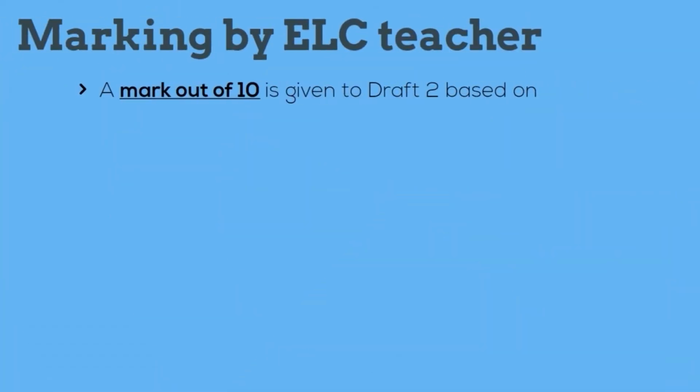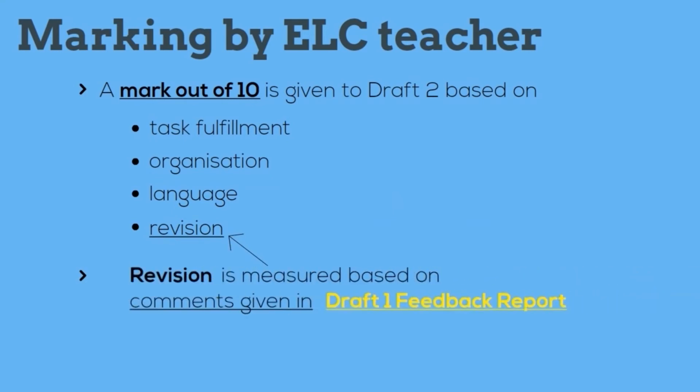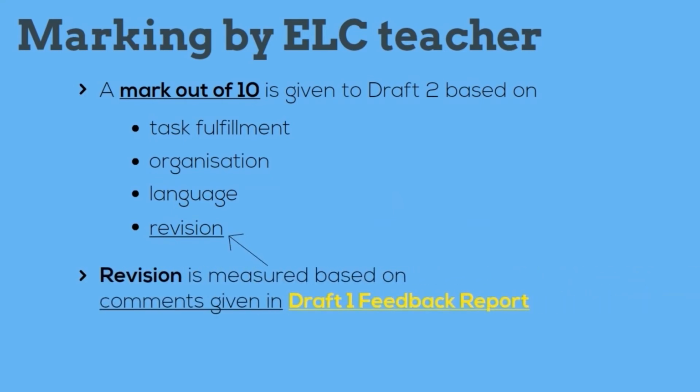The mark out of 10 is given to draft 2 based on task fulfillment, organization, language, and revision. Revision is measured based on comments given in first draft feedback report. Your ELC teacher will look back at the comments he or she has given you before and see whether you have really improved your draft 2 according to these comments.